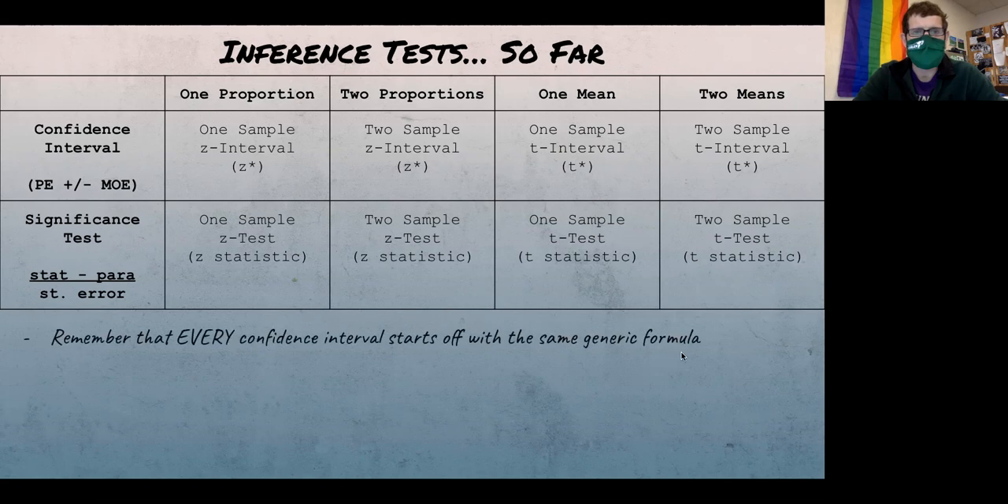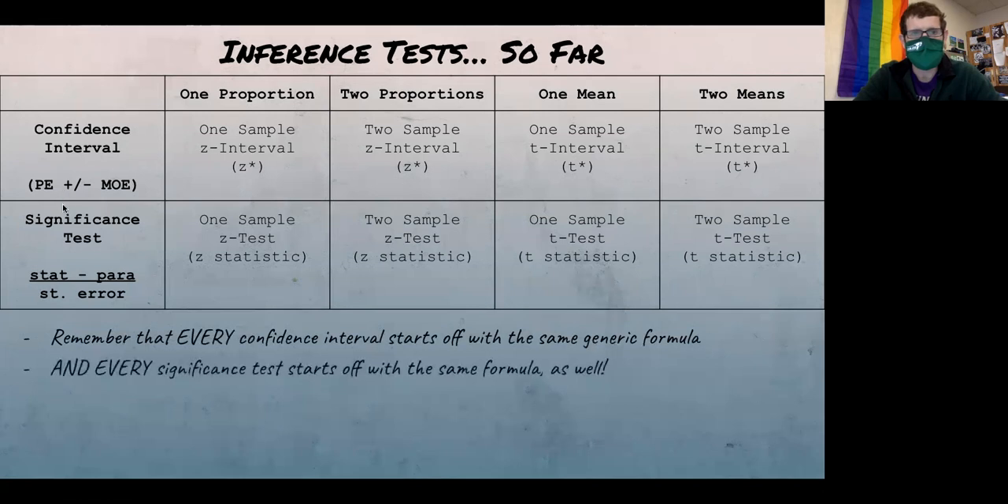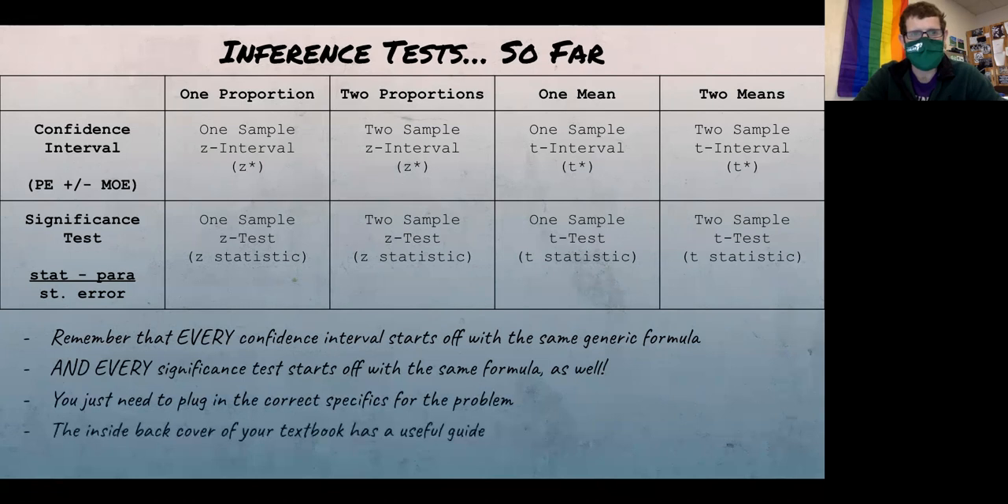Every confidence interval starts off with the same generic formula, and every significance test starts off with the same formula as well. Just plug in the correct specifics and you're good to go. I put that the inside back cover of your textbook has a useful guide for figuring this out. If you're using the textbook, Q is the same as 1 minus P.